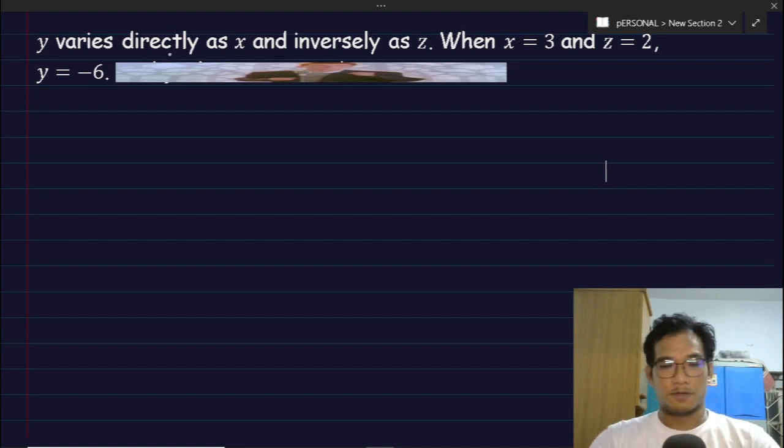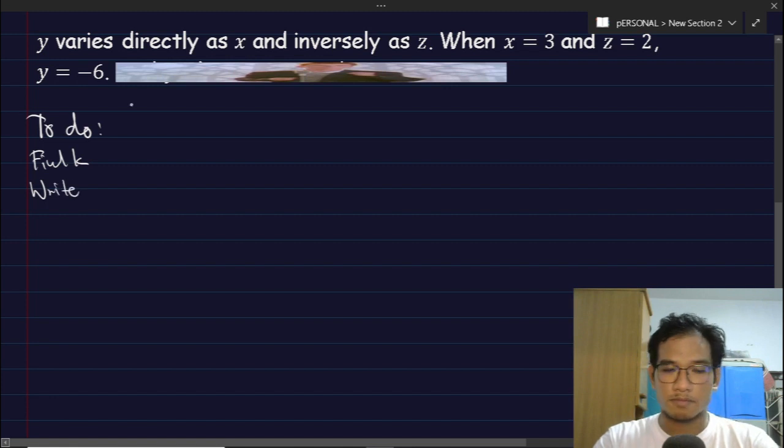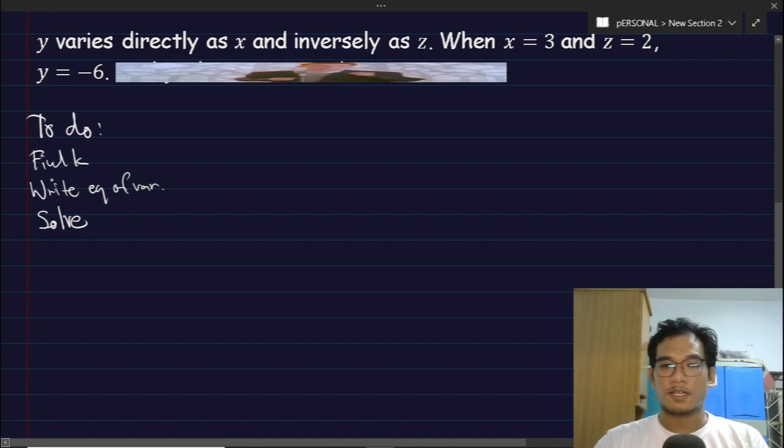Okay? So here are the things that we're going to do. Find k. After that, we need to write the equation of variation. Then lastly, when we have the equation of variation, we will solve the main problem.